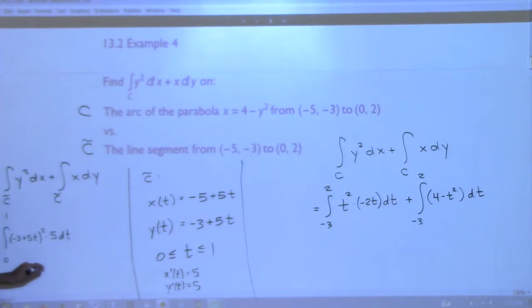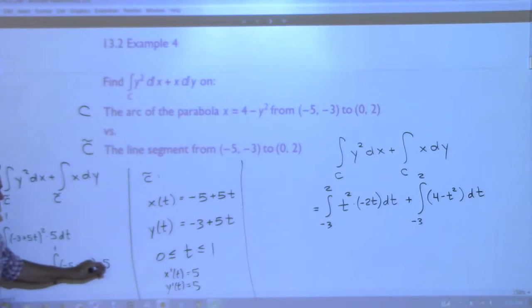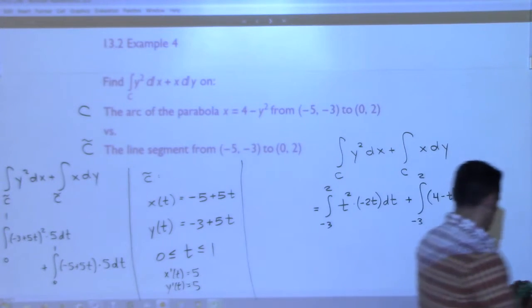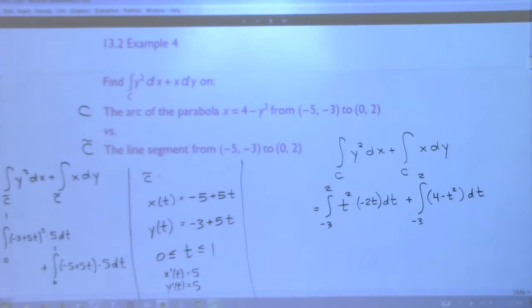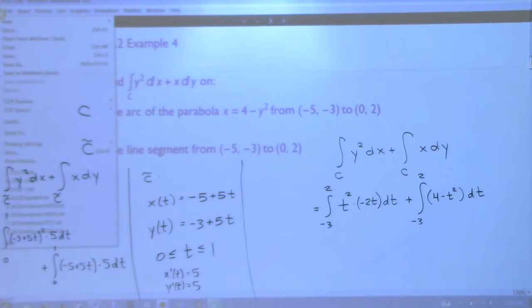I'll move the other one down here. Plus the integral from 0 to 1 again. Now this one. X for us is -5 plus 5t. And then dy, which again is 5 dt. All right, there we go. We should check? Yeah? Why not, right?